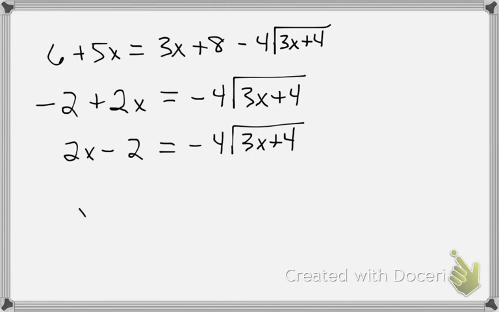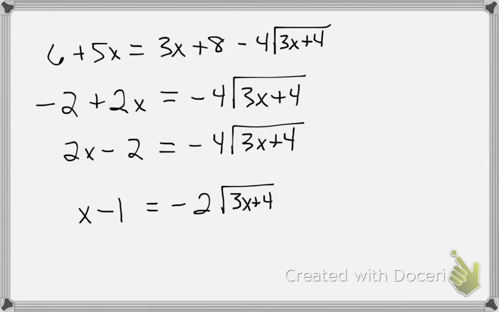x minus 1. Again, that one might be so easy it's hard, equals negative 2 square root of 3x plus 4. If you don't do that, will it still work out? Yeah, you just have bigger numbers, and it reduces in the end. Okay.